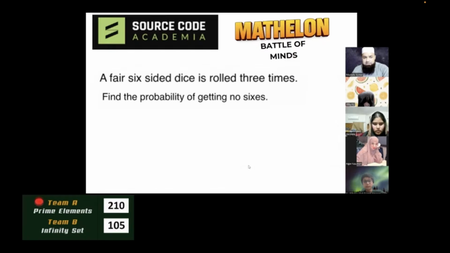Okay. Alhamd, a fair 6-sided dice is rolled 3 times. Find the probability of getting no 6s. 125 to 16. Mashallah, well done. It's 125 divided by 216. That is the correct answer. Momina, well done. You got the correct participant for this.